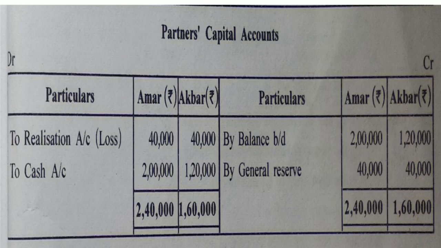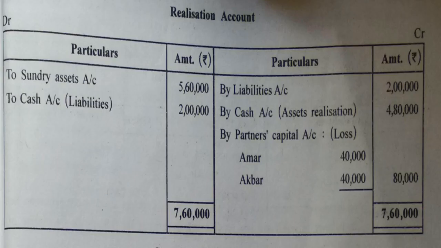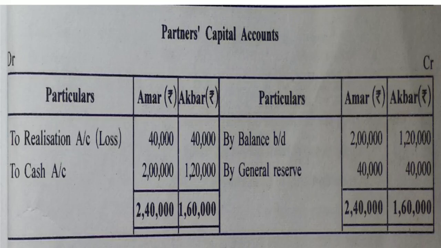In the balance sheet we have obtained this by assuming X as a capital of Akbar, and then on such basis we have obtained the balance of capital of Amar. So this is the opening balance of capital. Then here is the loss on realization transferred from this account. Yes, loss is to be transferred to partners' capital account on debit side.